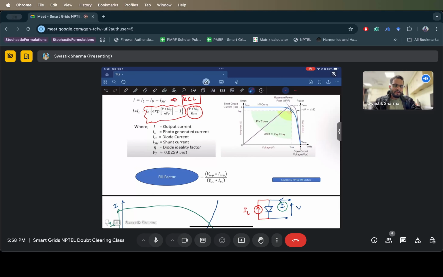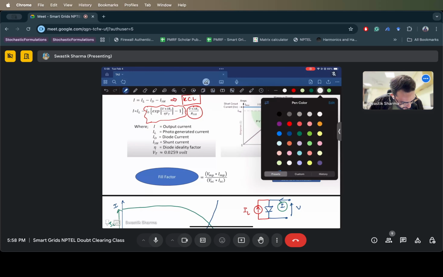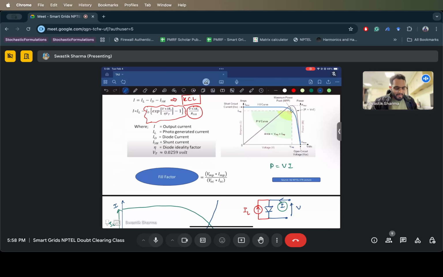Now, if I want to derive the PV characteristics, how will they look? P is nothing but V into I. So for each V, we multiply I, and we get some curve like this. At this point, we have the maximum power. This point is called the maximum power point.